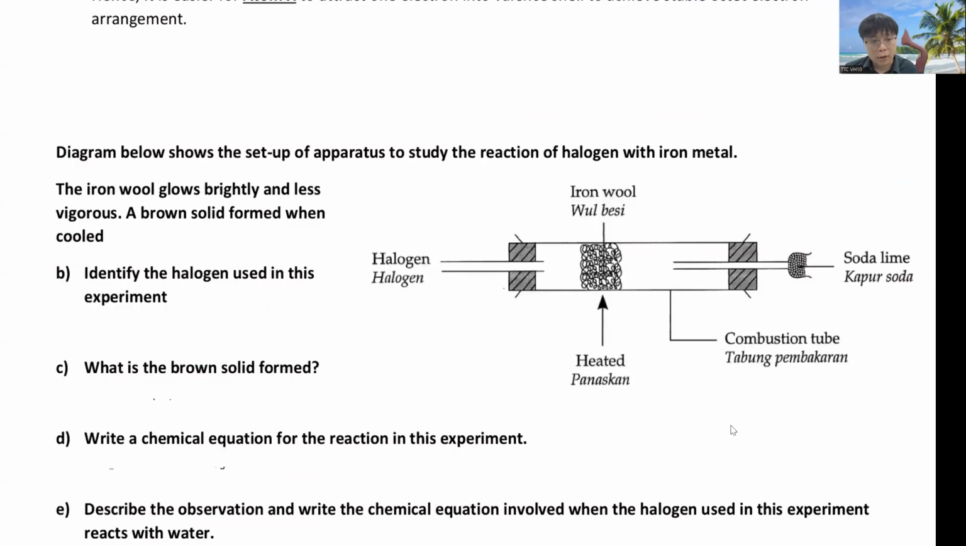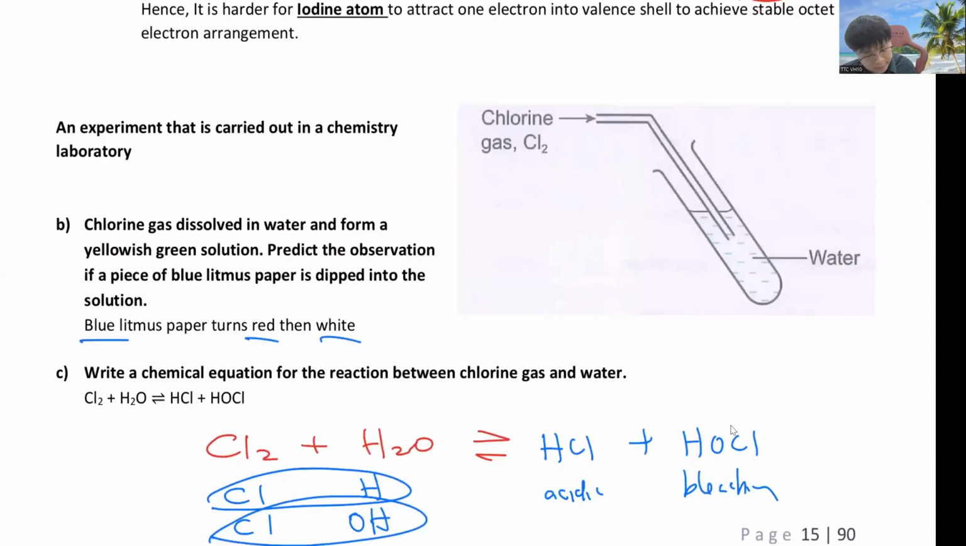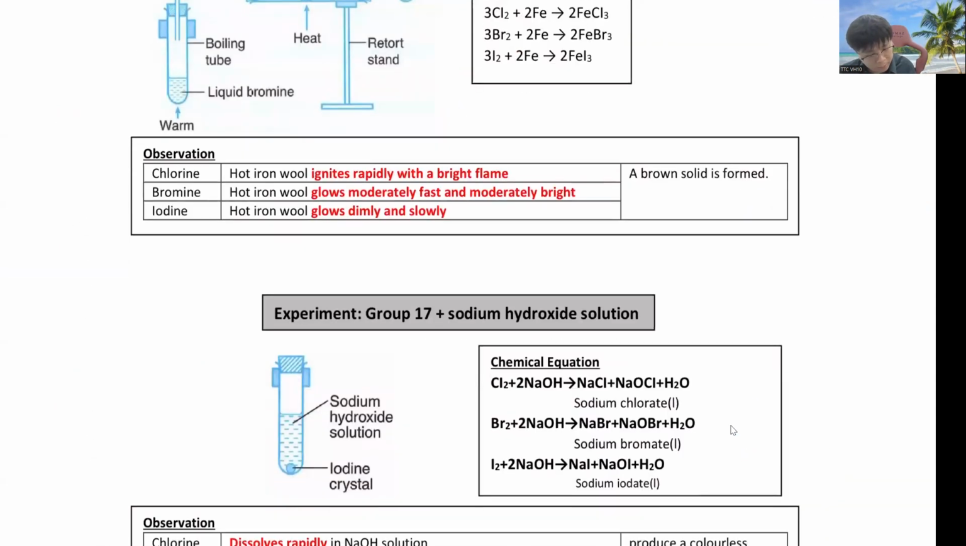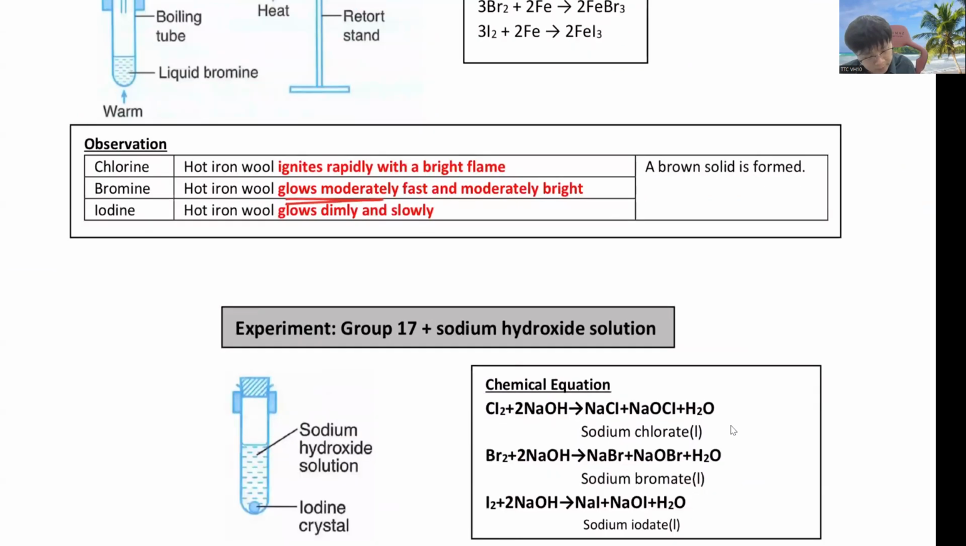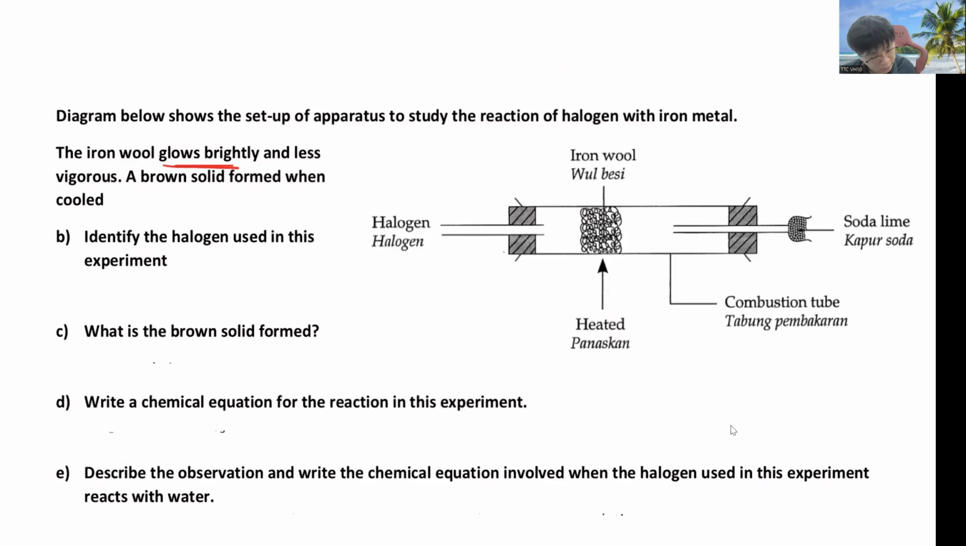Okay, then for this one, which halogen is used here? So we check the results. It actually glows brightly. So we check back the notes just now. If it glows brightly, this one should be bromine. We check again. What else is in the information given? No. So we can tell it's bromine.